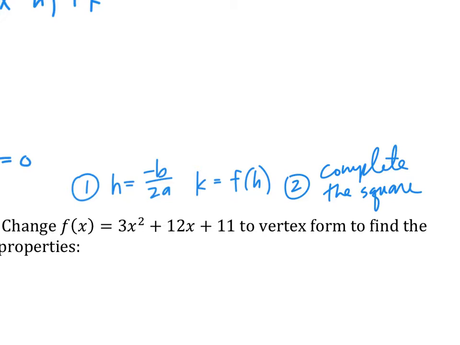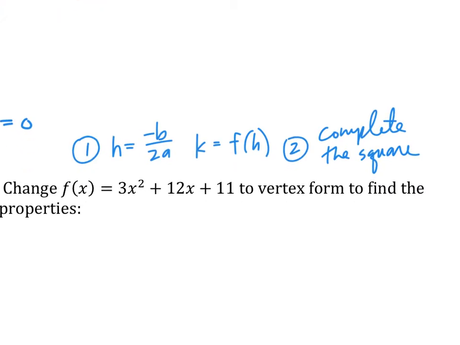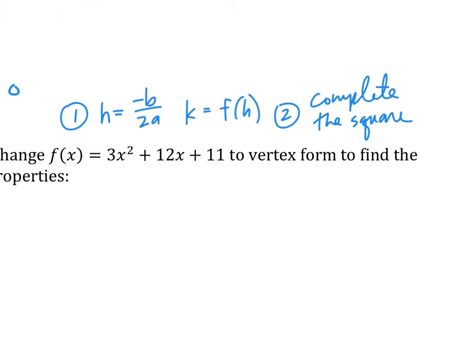We are going to complete the square. If you don't remember, again, chapter P, we did a lot of complete the square back then. f of x is equal to 3x squared plus 12x plus 11. All right, we are going to complete the square. Do you remember what the first step is?